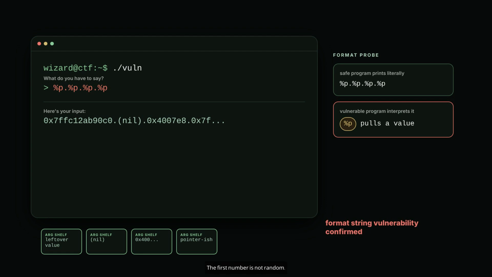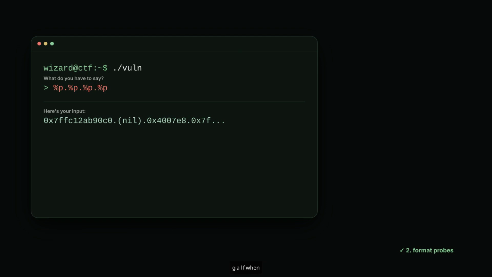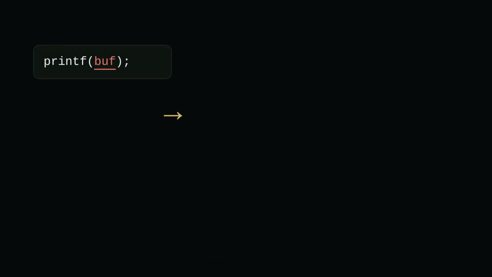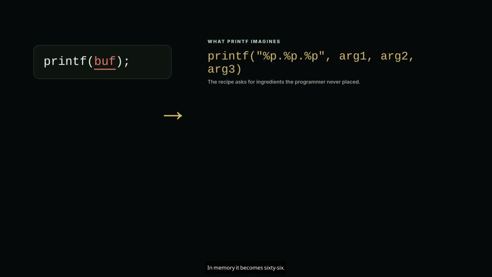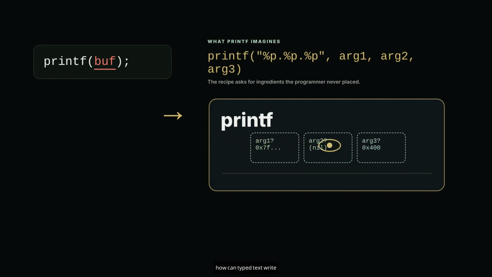The first number is not random. In memory, its bytes are 73, 75, 73, 21: sus. The target integer looks like gal f when read left to right, but this is little endian. In memory, it becomes 66, 6C, 61, 67: flag. Our question is now mechanical. How can typed text write these bytes into sus?